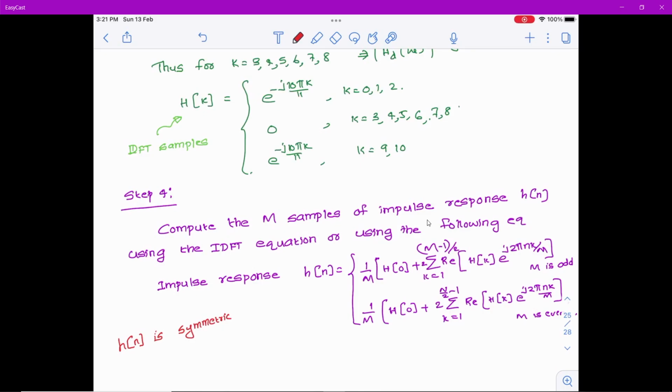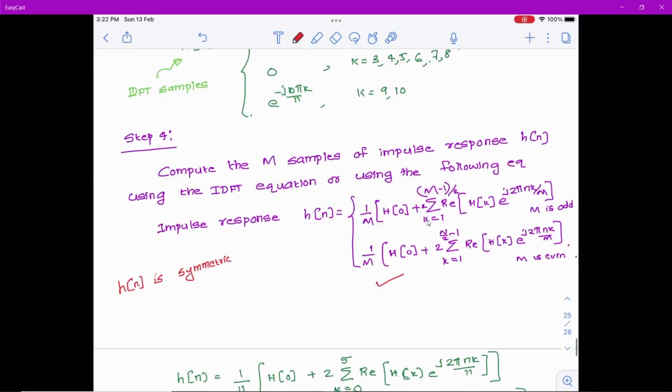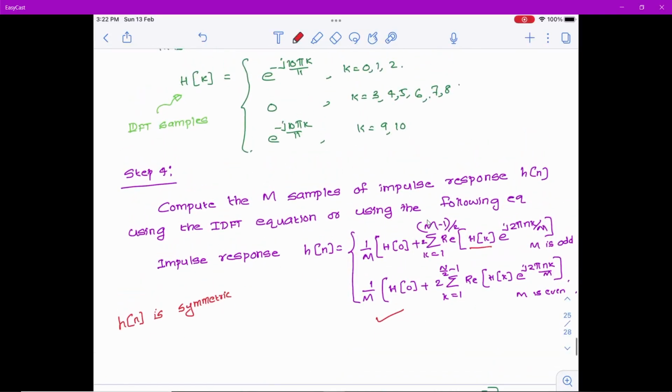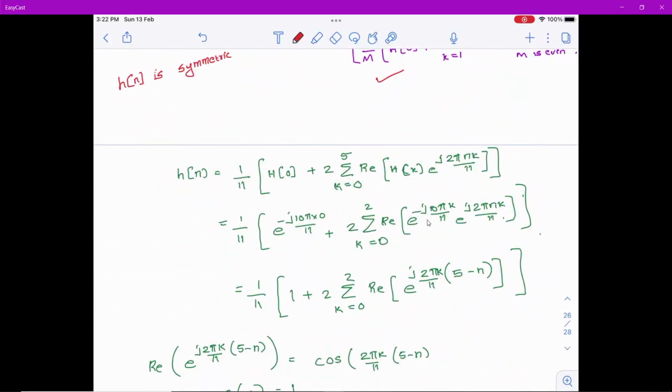For example, h of 0 and h of m minus 1 will be the same, h of 1 and h of m minus 2 will be the same. In our case h of 0 and h of 10 will be the same, h of 1 and h of 9 will be the same. Combining such cases, you can derive this equation for m odd and for m even. So you can directly substitute h of k, which we have already found out, that is this. You don't have any variable which is unknown, everything is known, so you can directly find h of n.